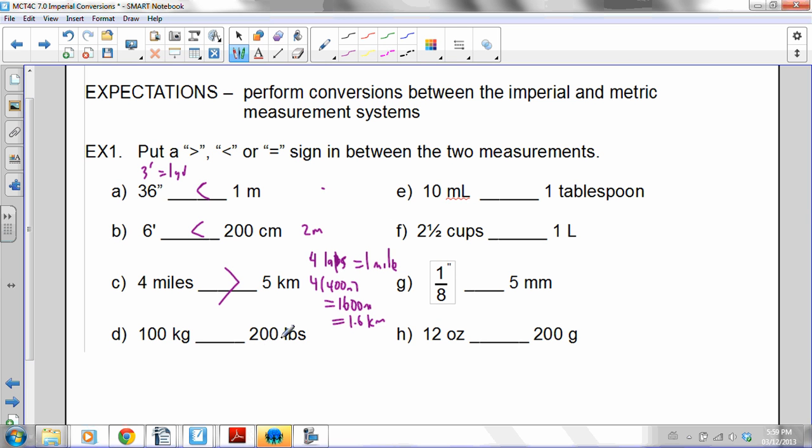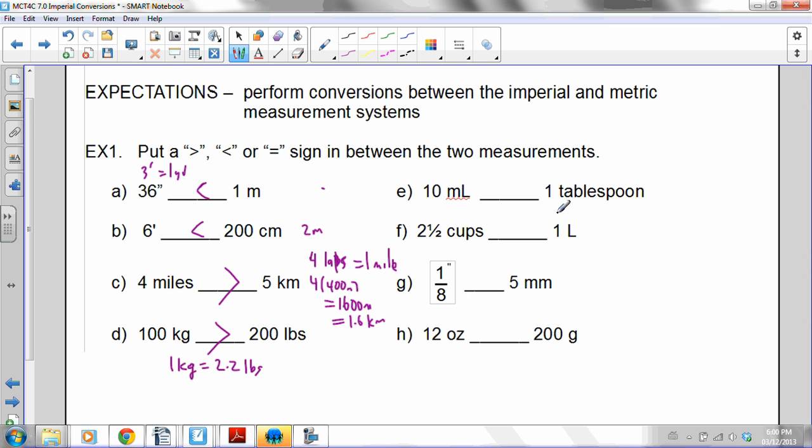100 kilos and 200 pounds. 100 kilos, even though we don't really think in kilos as far as weight, 200 pounds is a fairly big man, right? But 100 kilograms is actually quite a bit more than that. The rule that we'll see, using the conversion chart, is 1 kilogram is 2.2 pounds. And so 100 kilograms is a lot more, actually.